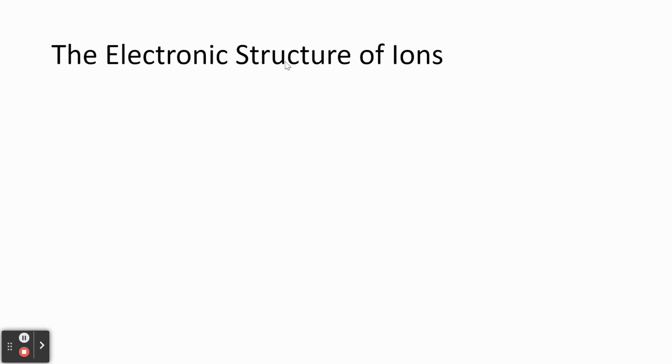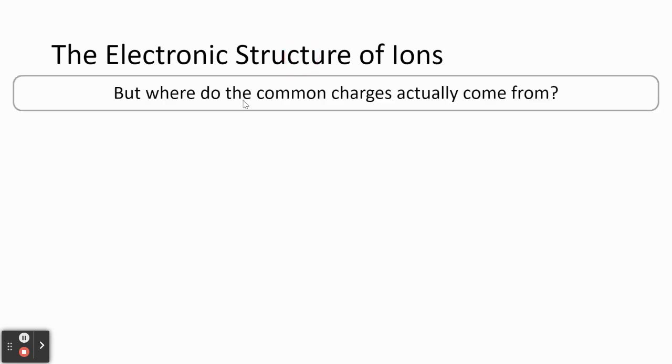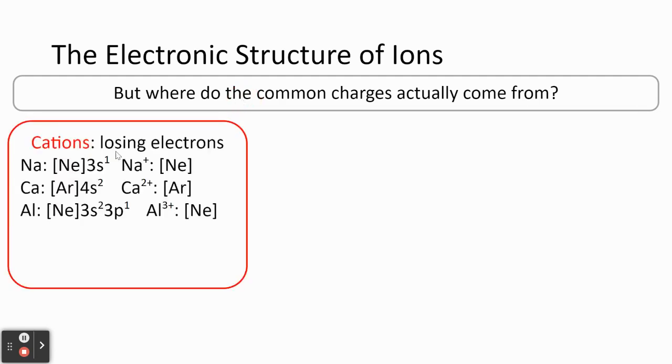So let's look at the electronic structure of ions. But where do the common charges actually come from? How do we know that alkali metals will always form a +1 and halogens will always form a -1? It has to do with their electron configuration. If we look at sodium and calcium and aluminum as examples of metals, their shorthand electron configurations would be neon 3s1, argon 4s2, and neon 3s2, 3p1.